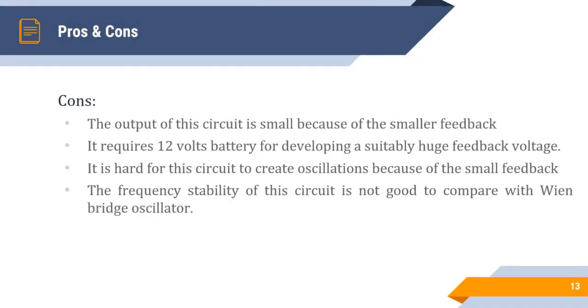Now let us look at some of the disadvantages. The output of the circuit is small because of the smaller feedback. It requires a 12 volt battery for developing a suitably huge feedback voltage. It is hard for the circuit to create oscillation because of the small feedback. The frequency stability of the circuit is not good compared to the Wien bridge oscillator.